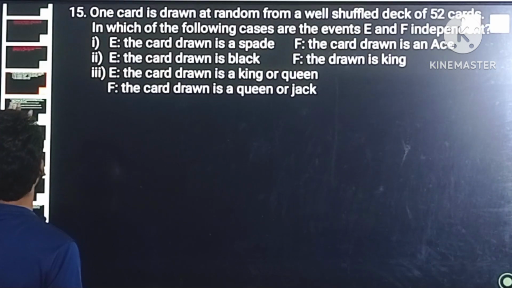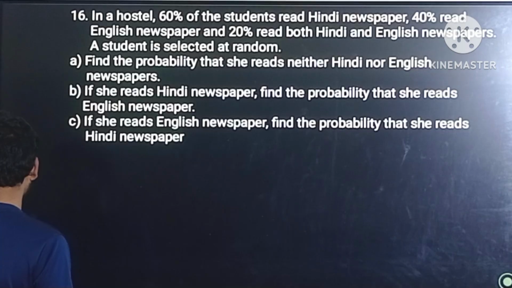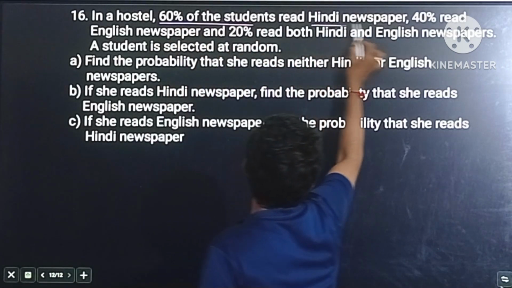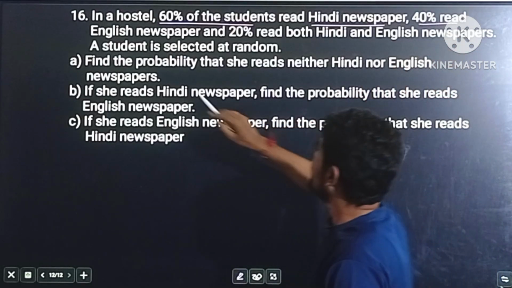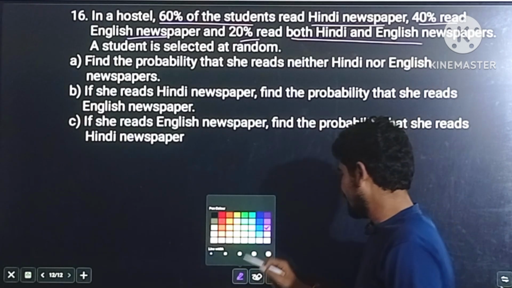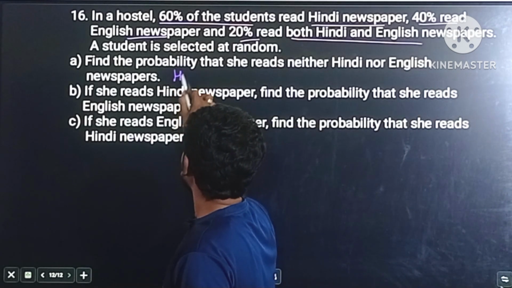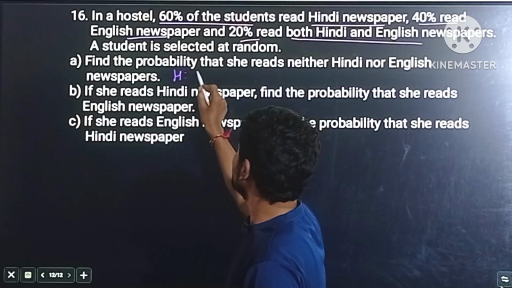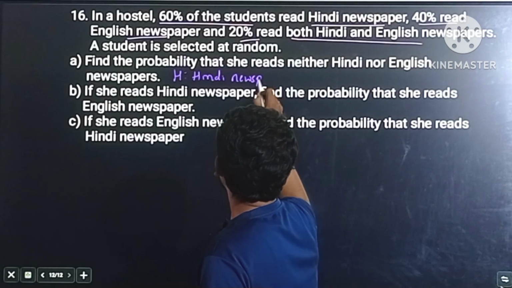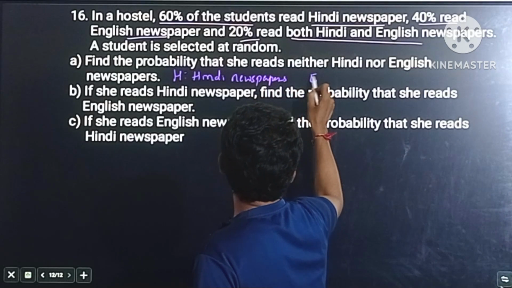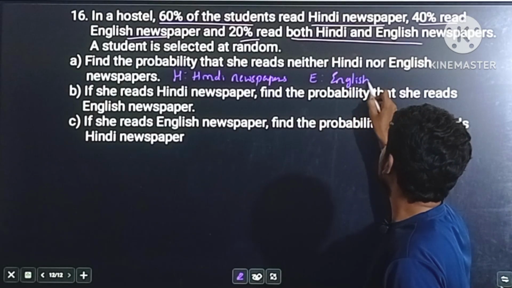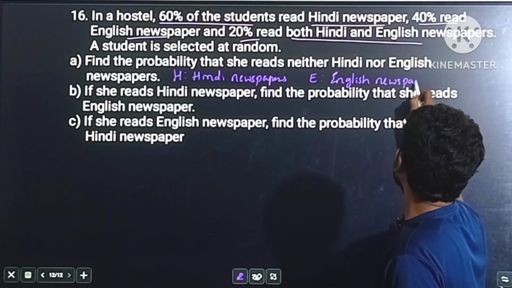And the next question is, in a hostel, 60% of the students read Hindi newspaper, 40% read English newspaper, and 20% read both Hindi and English newspapers. Here, let H be the event students who read Hindi newspapers, and E be the event students who read English newspapers.